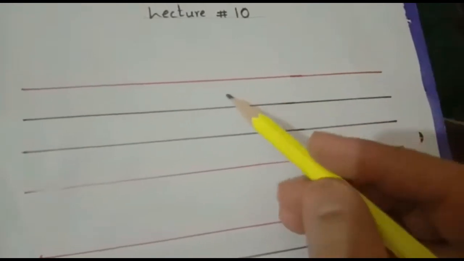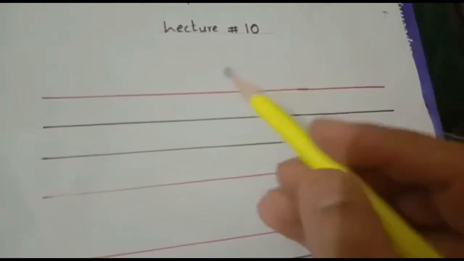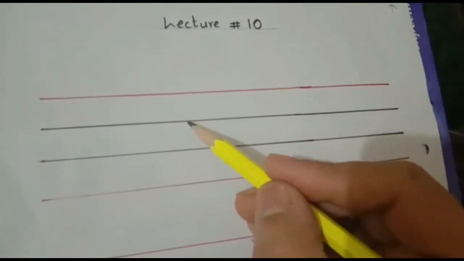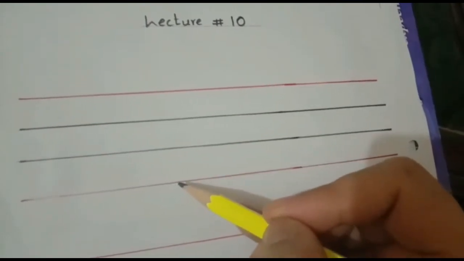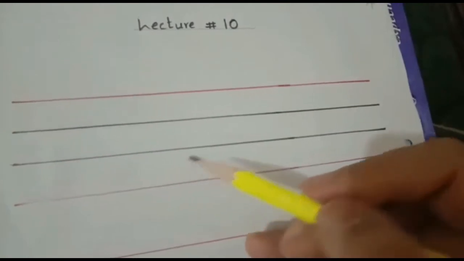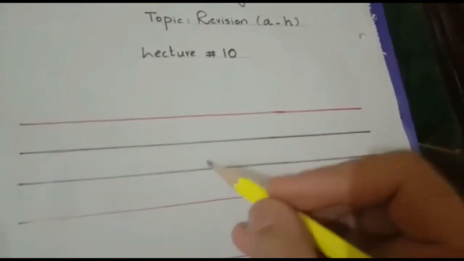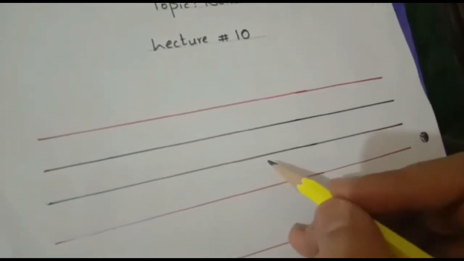Yes, here you can see a line pattern. Okay, first I will tell you about it. First is top line, second is middle line, third is base line, and the last fourth one is lower line. Okay, now today I will write these 8 letters on this line pattern, with their sounds.